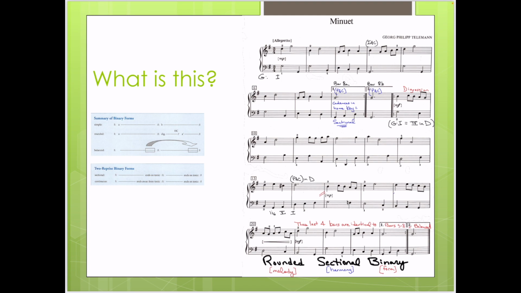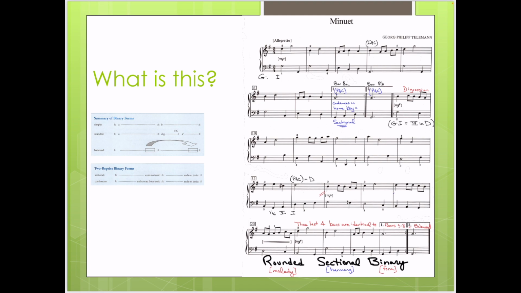Now in bar 17, this is kind of new stuff in here. But these last 4 bars are identical to bars 5 through 8, which kind of gives it a balanced feel. But we're going to call it rounded binary because the end of the first part of this binary form, the last 4 bars, are identical to the last 4 bars of the second section of it. Okay, so this is a rounded sectional binary.